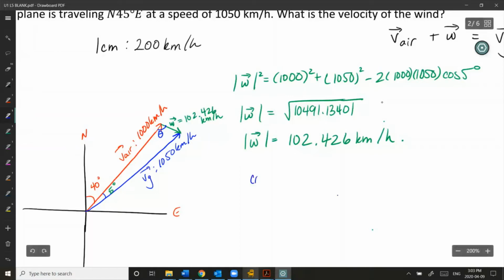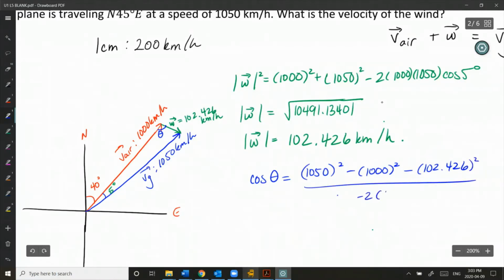So if I'm looking for cos of theta, I'm using its opposite side, which is 1050 to start. I'm squaring that and subtracting the squares of the other two sides. And dividing by -2 times the other two sides. When you get this answer, you're going to do the cos inverse of the value, and that should give you the angle. So take a second and enter this into your calculator. I'm going to do the same.